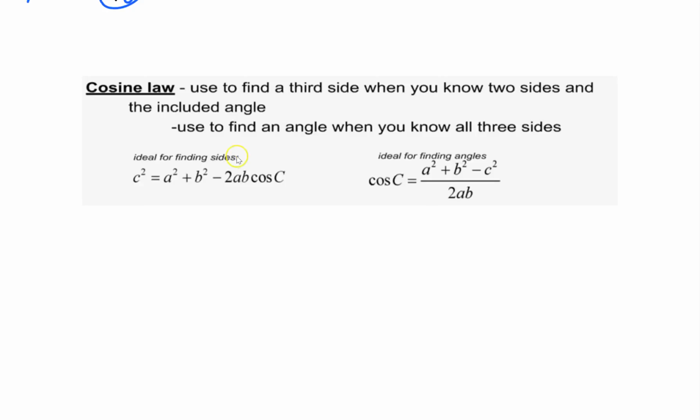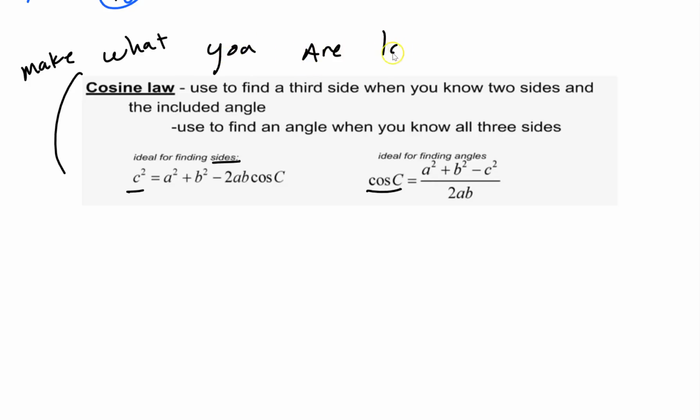Law of cosines is good when you have no pairs, right? So if you have a pair, law of sines, otherwise law of cosines. We have two formulas. This one's a little easier if you're looking for the sides. This one's a little easier if you're looking for the angle. Now the key thing about this is whatever you're looking for, make it C. It just makes your life so much easier because these formulas are set up for C. This is what they're giving you on the formula sheet.